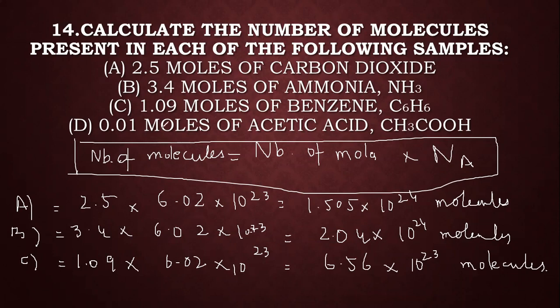Now, in case of the last one, it must be equal to D part, which is 0.01 multiplied by 6.02 into 10 raised to the power 23. So it must be equal to 0.06 into 10 raised to the power 23 molecules. So this is the end of the question.